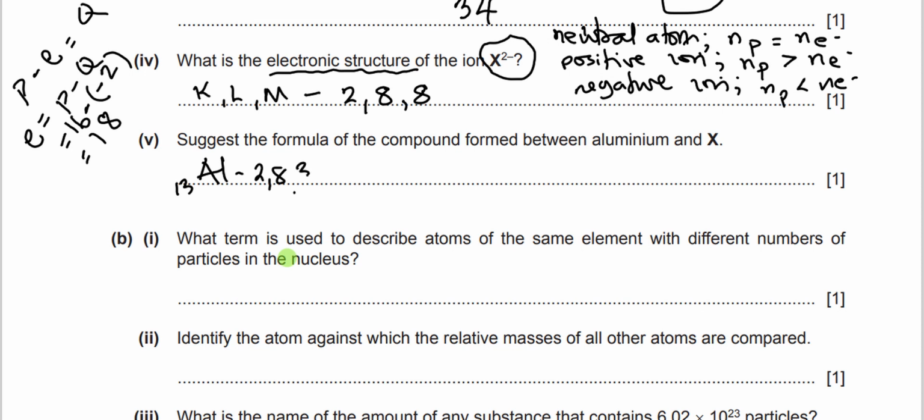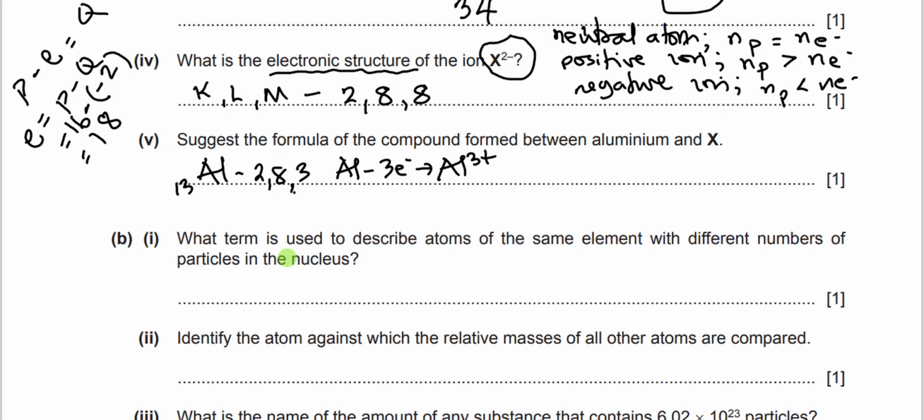2, 8, 3. And since the number of valence electrons is less than 4, it means that it should always give out electrons, right, to form ions. I mean, it is a metal. So aluminium will lose 3 electrons to give us what?